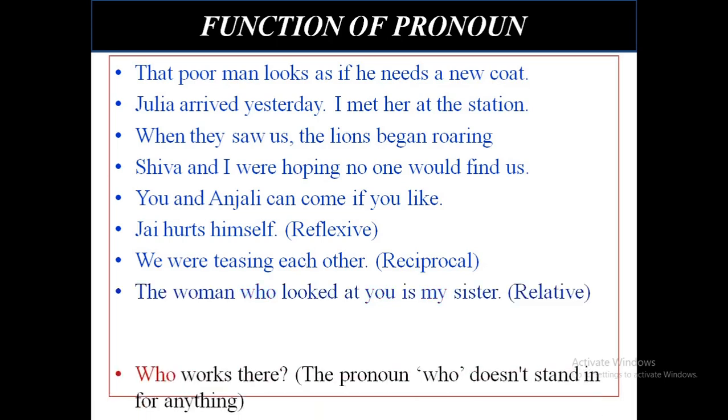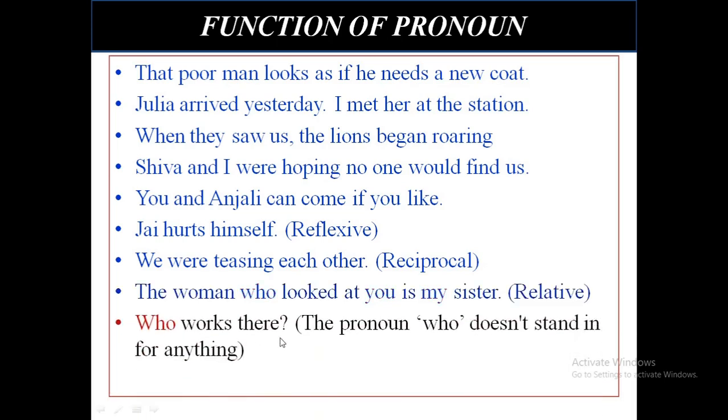Let us move on to: who works there. Here the pronoun who doesn't stand in for anything mentioned, because no person is mentioned in the statement. Here who refers to indefinite persons. It can be a person, or a thing, or a machine. We do not know. So this is not mentioning any particular one. This is called an interrogative pronoun.